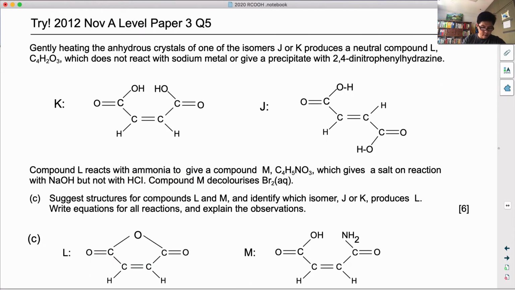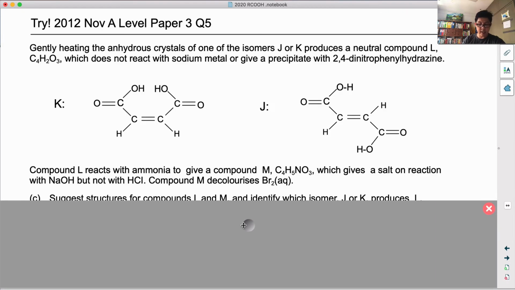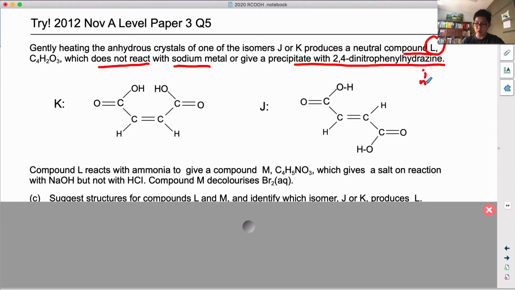Over here, if you look at this next question, they say gently heating an anhydrous crystal of one of the isomers. So I drew out K and J again, and they say when you heat it, it produces a neutral compound L, which does not react with sodium metal or give a precipitate with 2,4-DNPH. So it says something about L. L is not a carbonyl, since it doesn't give a precipitate with 2,4-DNPH. It doesn't react with sodium metal, so there is an absence of OH.